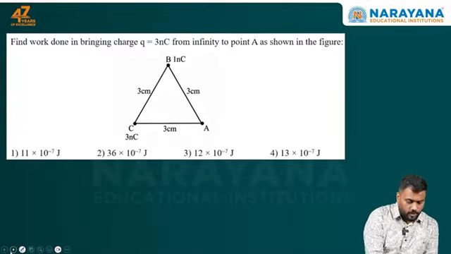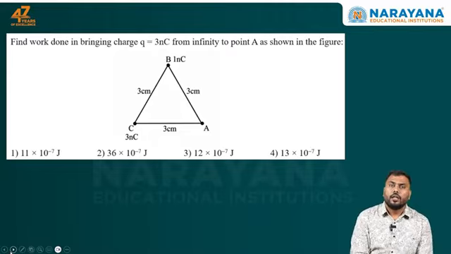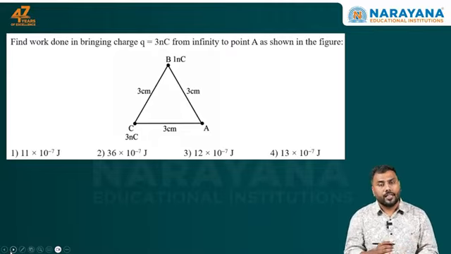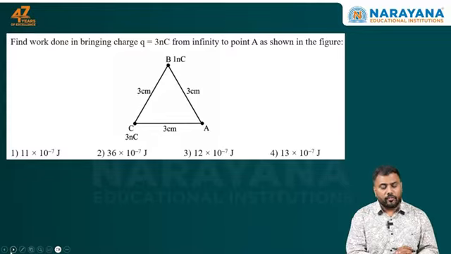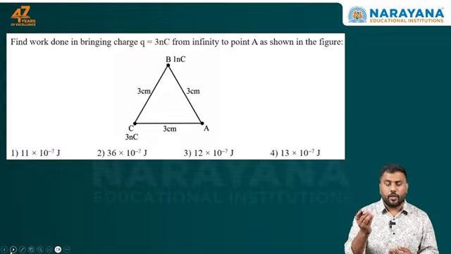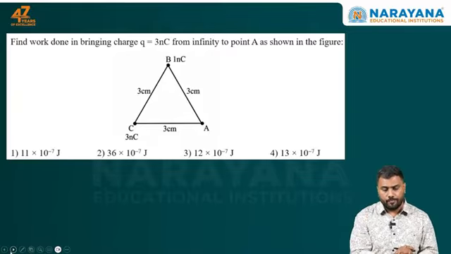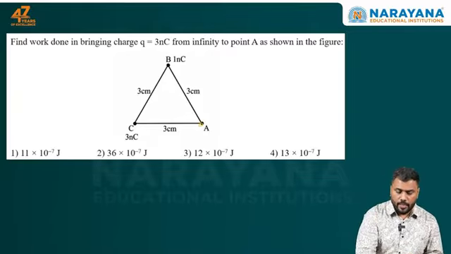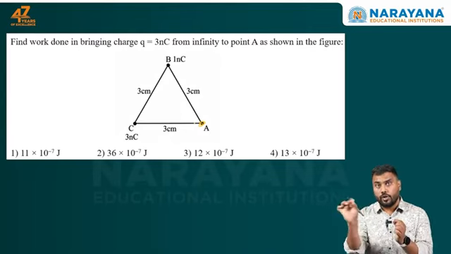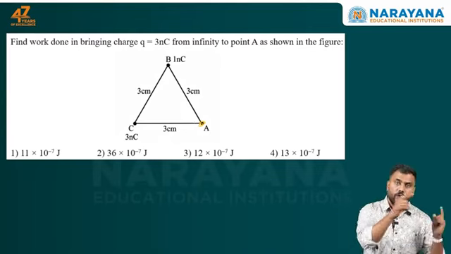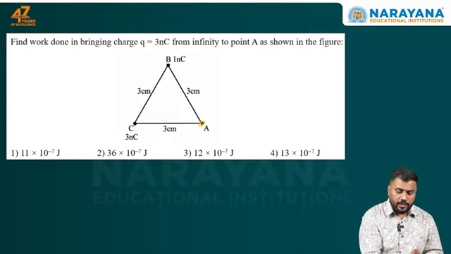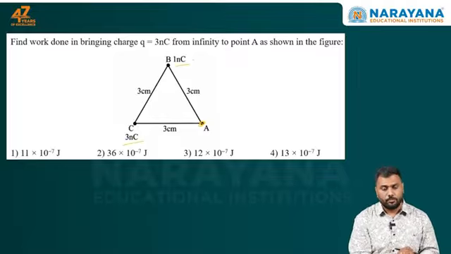So let's go to the next question. The next question is again a simple question from electrostatics. We need to find the work done in bringing a 3 nanocoulomb charge from infinity to a point A as shown in the diagram. Point A is a corner of an equilateral triangle whose other two vertices B and C also have charges of 3 nanocoulomb and 1 nanocoulomb.